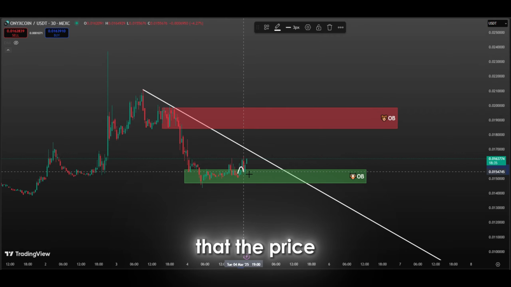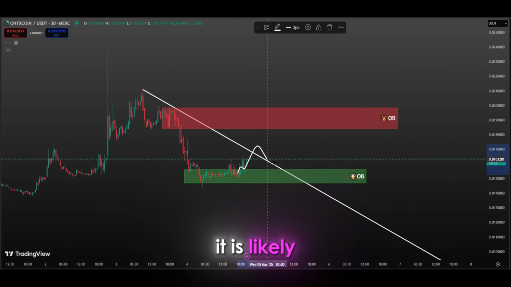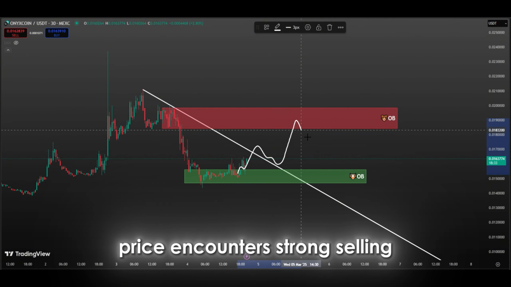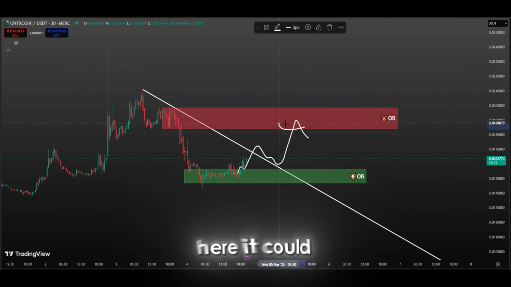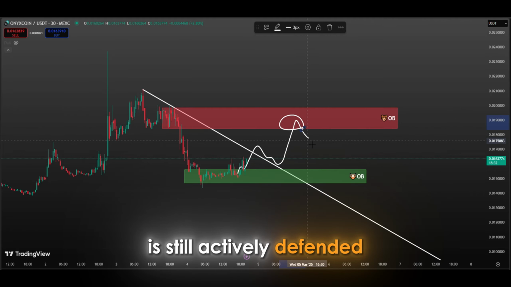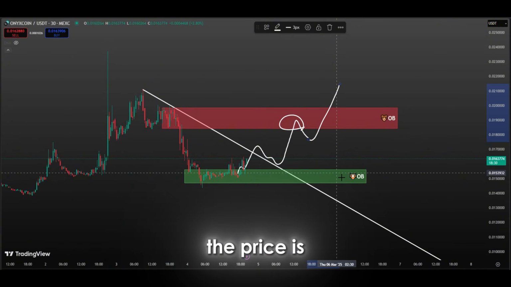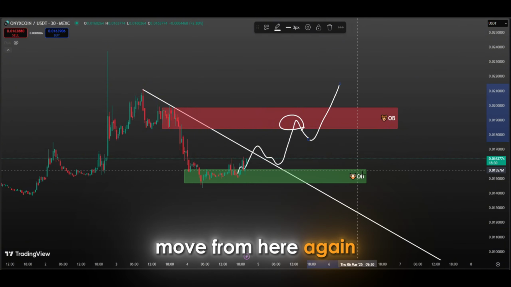In the event that the price moves up from its current level, it is likely that this bear order block will be tested first. If the price encounters strong selling when it reaches here, it could indicate that this area is still actively defended and sellers are not giving up control. In this scenario, the price is likely to make a downward correction move from here again. After breaking and retesting the trend, its first target will be this bearish order block.